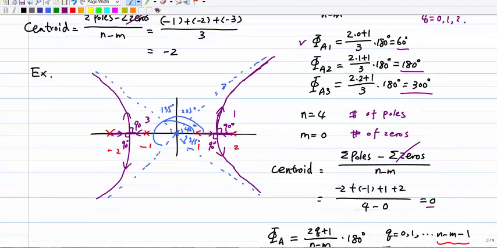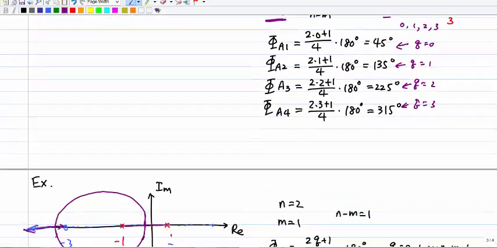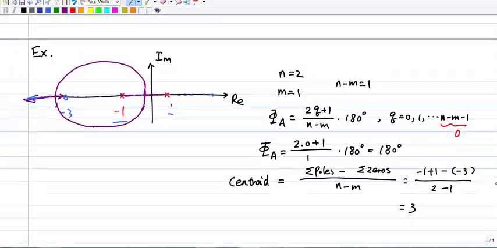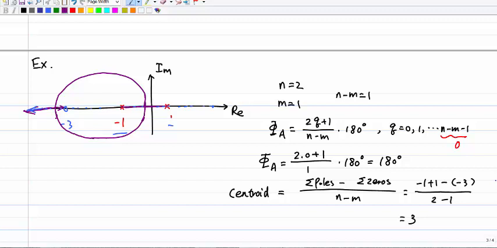You can also do the same for 5 poles, no zeros, and so on and so forth. So here I'm going to take one more example, one that has both zeros and poles. The previous case I showed you had only poles, no zeros. Now I'm going to show you one that has zeros.